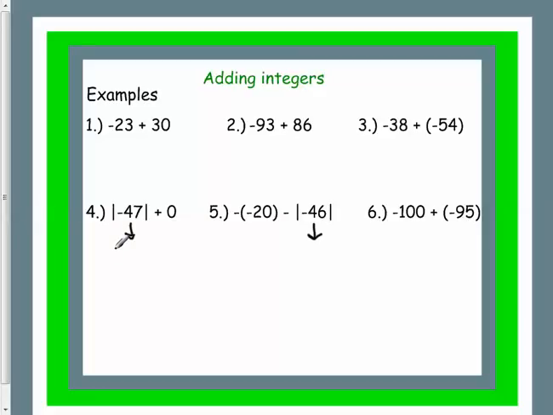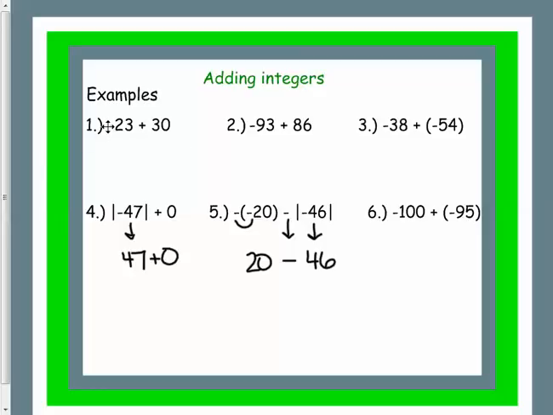Okay, so for number 4, you're going to first take the absolute value of negative 47, which is 47, and then add 0. Down here, you know that this is an opposite of a negative 20. So it's a positive 20. The opposite of negative 20 is positive 20. Bring down your absolute value of 46 and bring down your negative sign. Okay, now you're ready to go with the other ones. Pause the video and I'll be back to show you what I did.